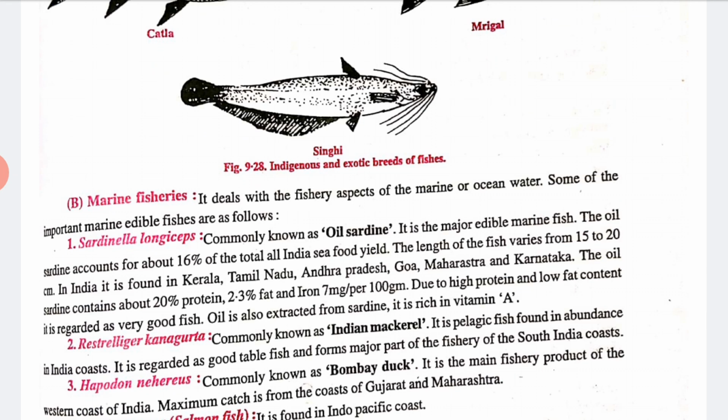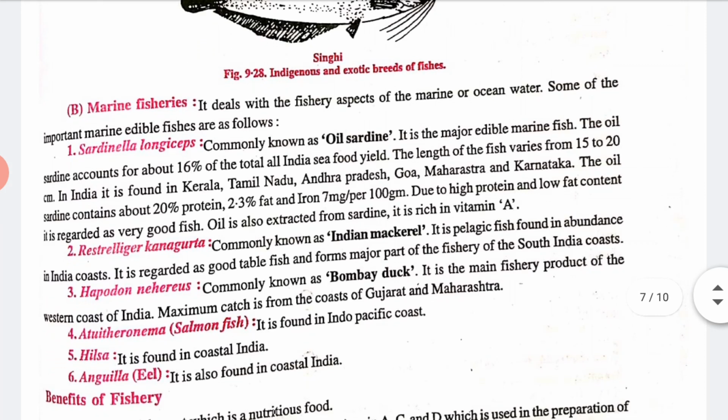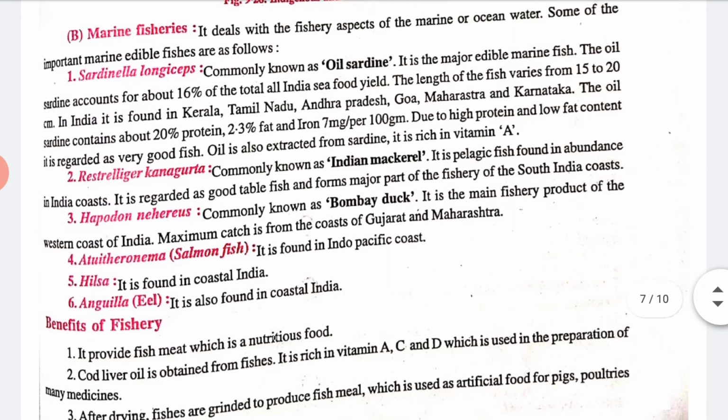Some of the important marine fishes are like, see here, all these are marine fishes: sardinella, and so on, Hilsa. These are all known as marine fish names.